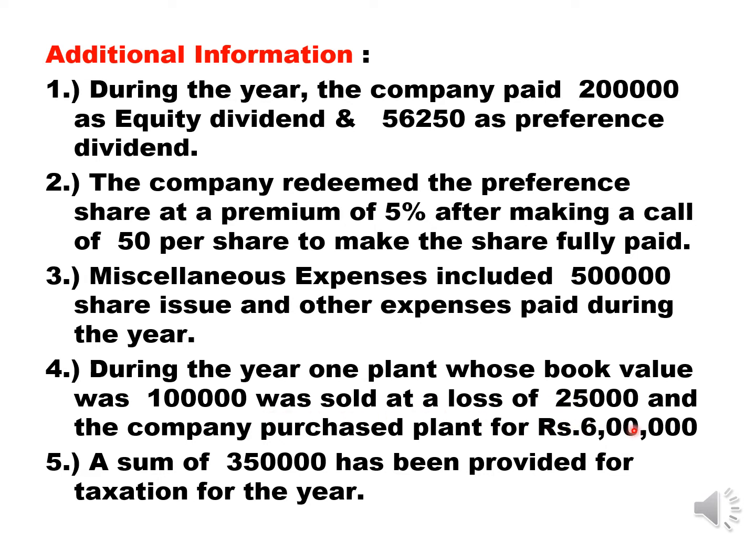And the company purchased a plant of rupees 6 lakh will come in plant account and FFS. And then a sum of rupees 3 lakh 50,000 has been provided for taxation will come in plant account and adjusted PL account. So remember student, 3 lakh 50,000 is not tax paid, it's tax provided. You provide the tax amount after out of profits. You provide the tax 3 lakh 50,000 out of profits.